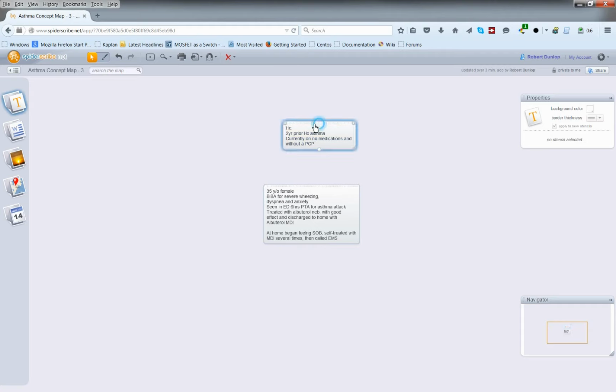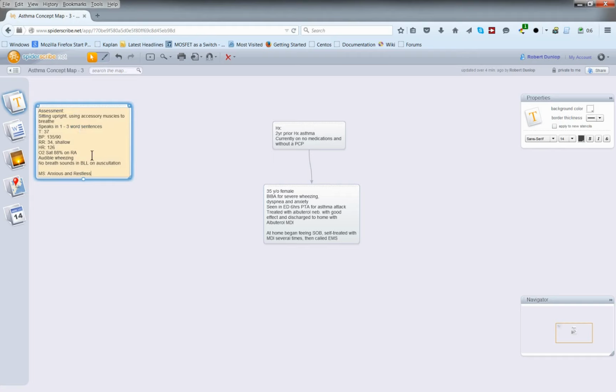One of the reasons that we're using SpiderScribe here is to show a relationship between these two. Her prior history is relevant to why she's here. She has a history of asthma. So what else do I want to add to this? Well, let's add her assessment information. I don't know if this came from the chart or if it's you, the nurse, doing the assessment, but we're going to plug this information in.